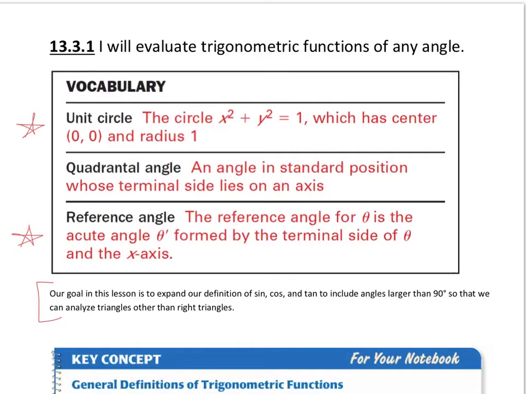We spent some time on SOHCAHTOA, right? Right triangle trig that is dealing with angles in between 0 and 90, but now today we're going to make that a little bit bigger.